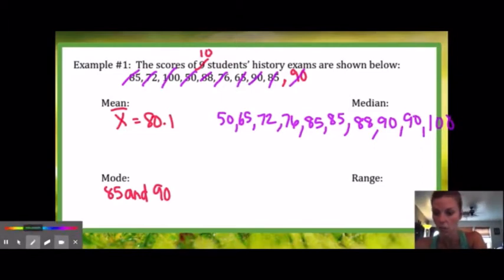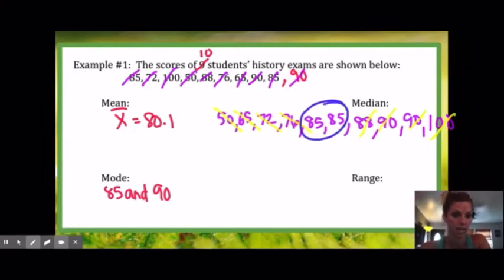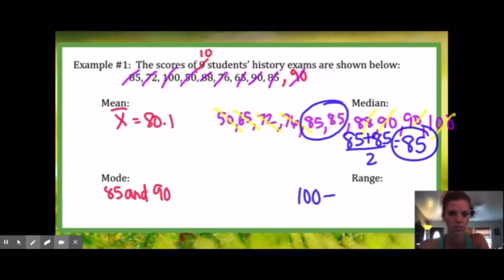Now this time, when I go to do the median, I'm going to cancel out 1 on each side. I'm just trying to find the middle. Well, now I know I have 2 numbers in the middle. This is pretty easy, but no matter what happens in the middle, if that happens for the median, you add them up and you divide by 2 because there's 2 numbers there. Well, 85 plus 85 is 170, and 170 divided by 2 is 85. So the median didn't change at all. Is the range going to change? No, the highest number is still 100, the lowest number is still 50, so the range is still 50.